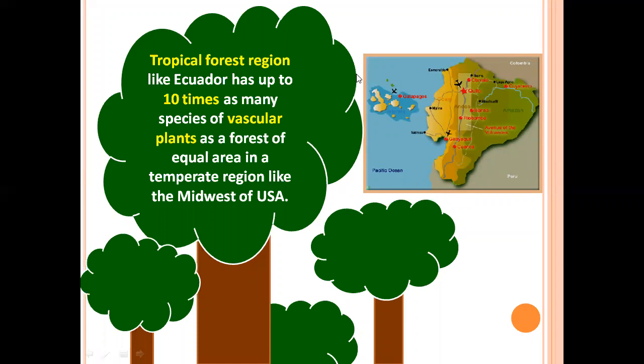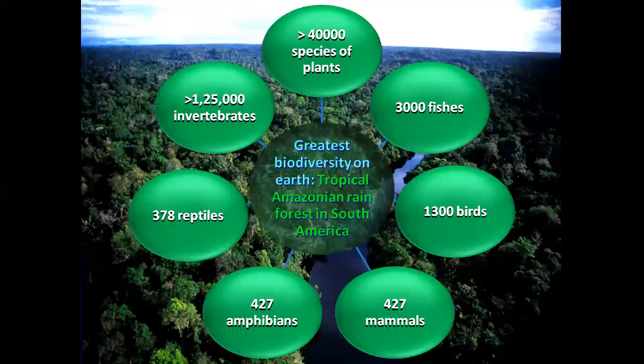Then the tropical forest region like Ecuador has up to 10 times as many species of vascular plants as a forest of equal area in the temperate region like the Midwest of the US. All these examples show what? From the equator to the pole, the diversity decreases. The maximum we can see is at 23.5 N to 23.5 S, the equator region. Why? What is the reason? The greatest biodiversity on the earth is in that particular area only.